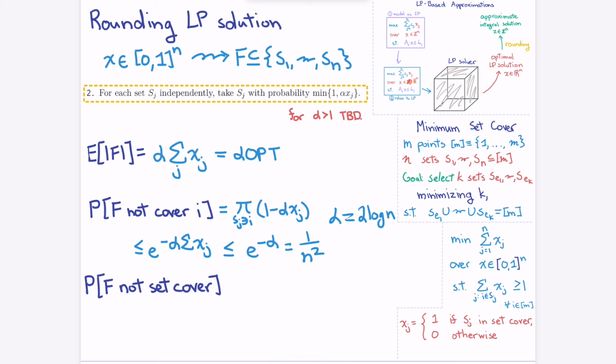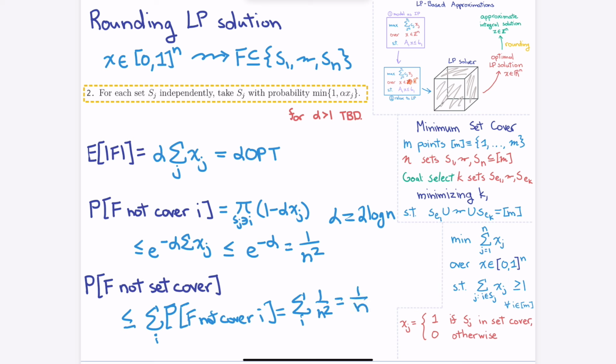Now, if I want to bound the probability that f is not a set cover, what should I do? We're going to use the union bound, right? I'm worried about messing up any of the points, so I can take a union over all the points. The union over all i will become a sum over all i of the probability that f does not cover i. Now you're summing over all i, 1 over n squared, and then you multiply that by n, you get 1 over n.